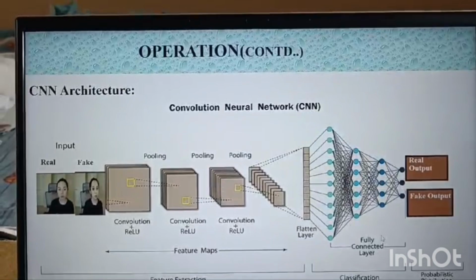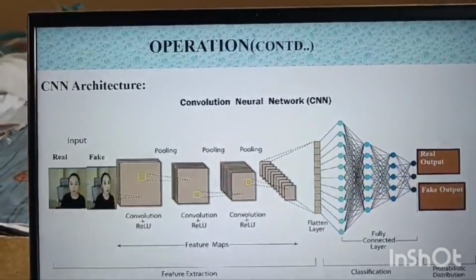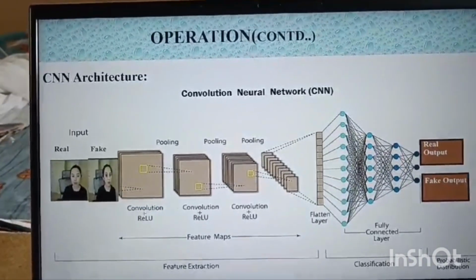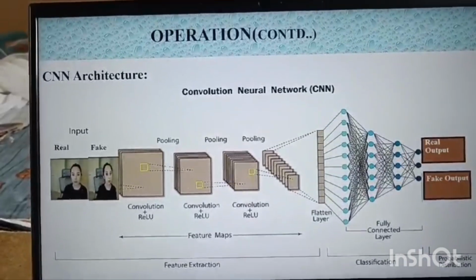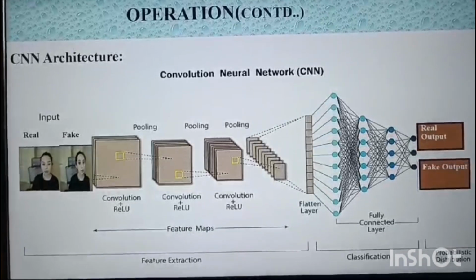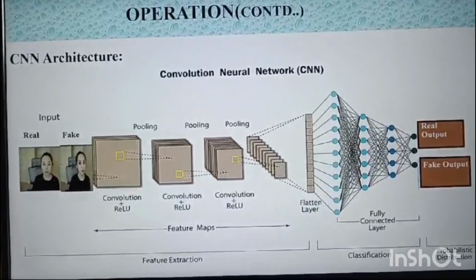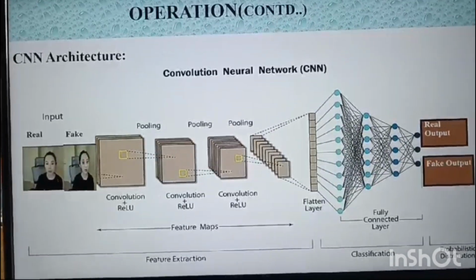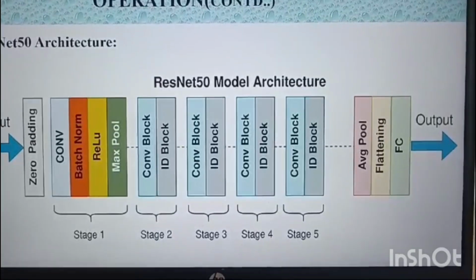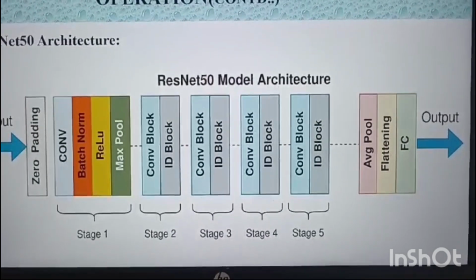A fully connected layer, also known as a dense layer, is a neural network layer that connects every input node to every output node. This layer converts the output of the convolutional layer into a single one-dimensional vector that can be used as an input for a dense layer. In CNNs, a feature map is the output of a convolutional layer representing specific features in the input image. This is the CNN architecture. CNN is nothing but convolutional neural network. And this is a ResNet50 architecture, which can be used in the CNN model.